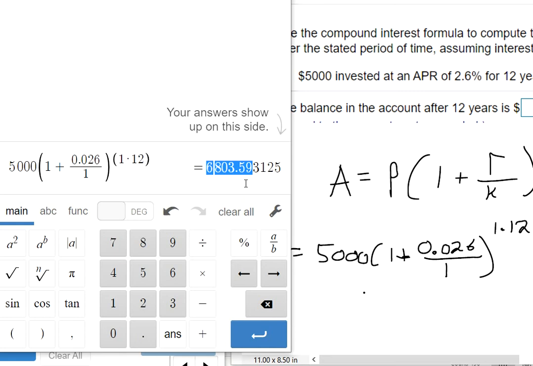$6,803.59 is how much money we expect to have. We started with 5,000. We expect to end with $6,803.59 because of the interest that we gather.